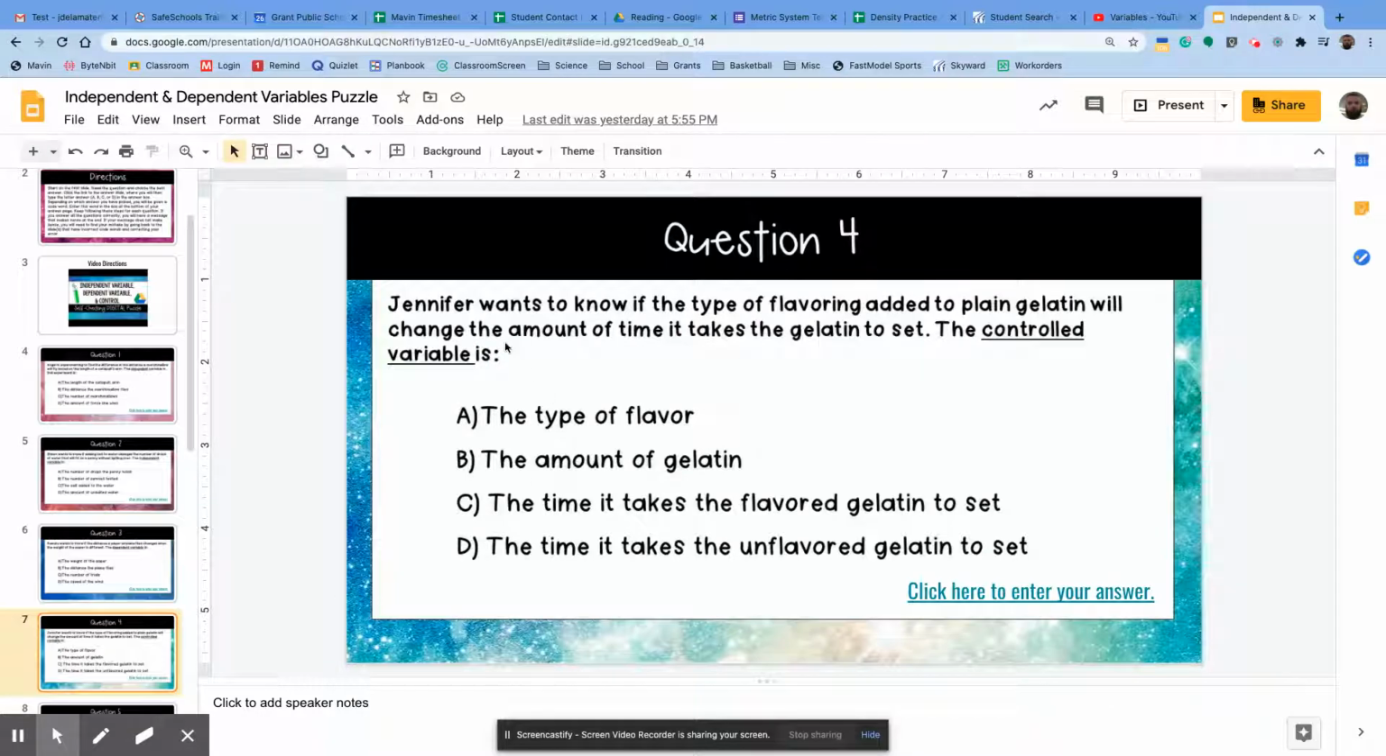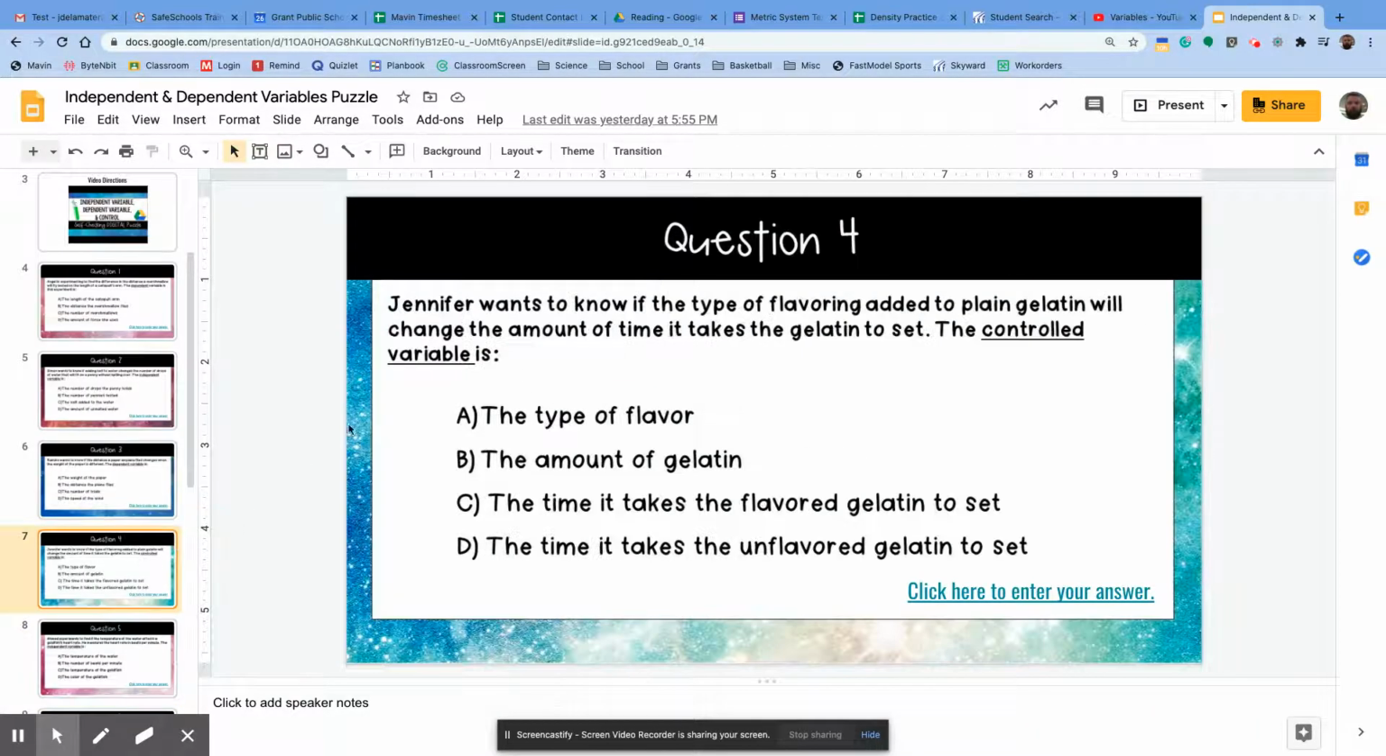Number 4, Jennifer wants to know if the type of flavoring added to plain gelatin will change the amount of time it takes the gelatin to set. This is something that we haven't talked about yet, which is the controlled variable. And that's the variable that stays the same throughout the experiment. Now, we're going to do this through process of elimination. We're going to take out the stuff that you are changing. In this case, it's the type of flavoring being added. Remember that clue, that word added? So we know that that's the independent variable.